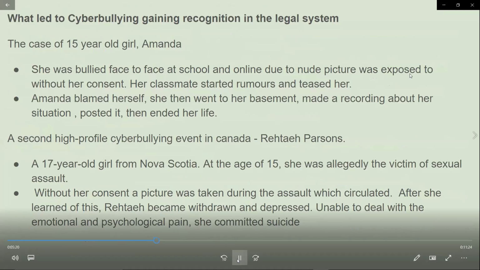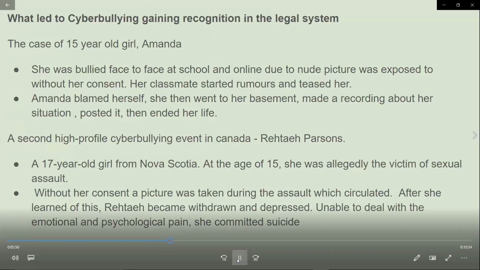What has led to cyberbullying gaining recognition in the legal system? There are two cases. First is the case of a 15-year-old girl called Amanda. She was bullied face-to-face at school and online due to nude pictures that were exposed without her consent. Her classmates saw these pictures, started rumors, and teased her. Of course, Amanda, being a young and vulnerable girl, blamed herself. She then went to her basement, made a recording about the situation, posted it, and then ended her life.